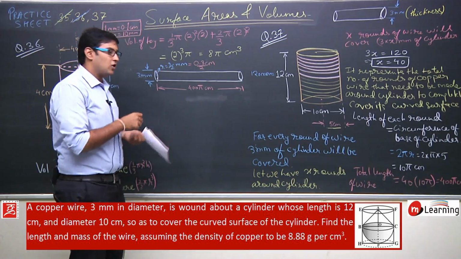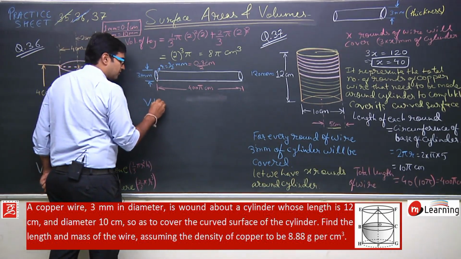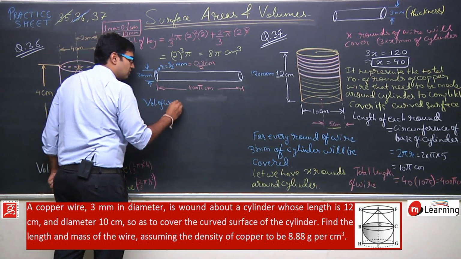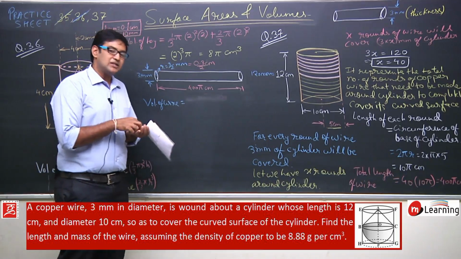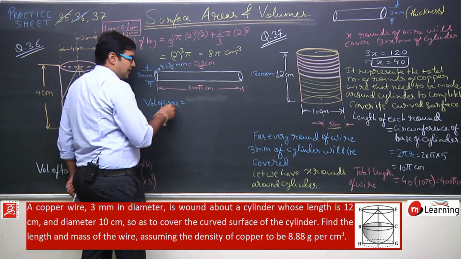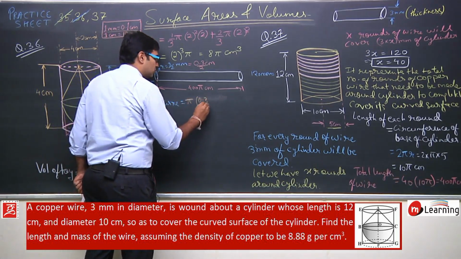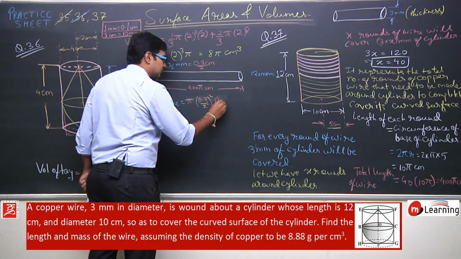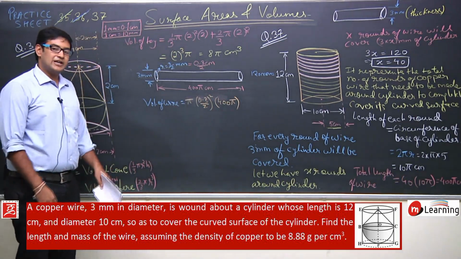So what is the volume of this wire? The volume of this wire will be pi r square h, because it resembles a cylinder. So the volume of wire will be pi r square. R square is (0.3/2) square, into h, which is 400 pi. This is the volume of the cylinder.